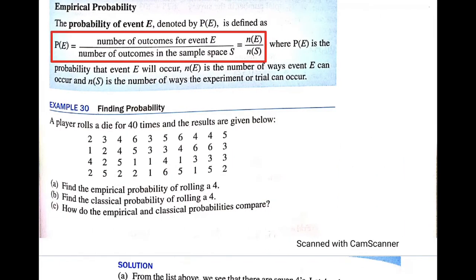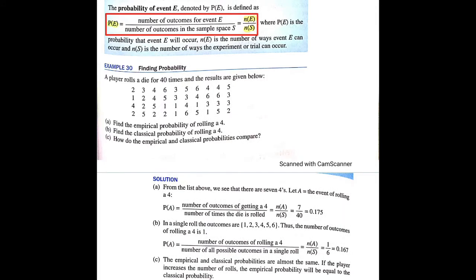Alright, apart from classical probability, which uses theory, we can also get empirical probability. This empirical probability uses evidence from an experiment. You can see that the formula is just the same. The probability of event E happening is just the number of event E divided by the number of the sample space. Let's see how the experiment is shown to you.